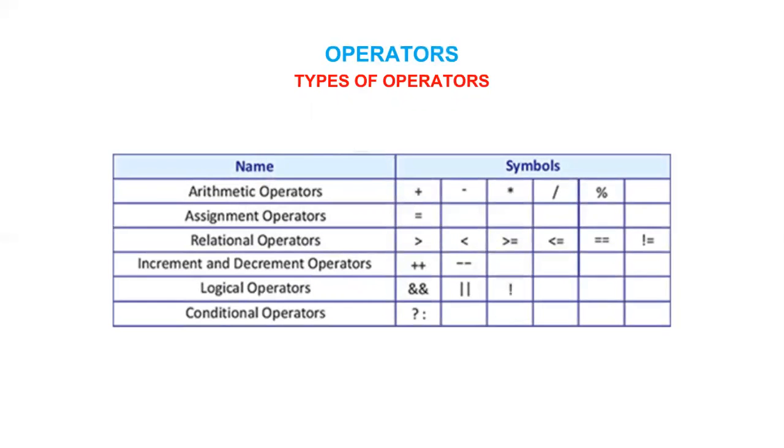Types of operators. Arithmetic operators, symbols: plus, minus, multiplication, division, percentage. Assignment operators: equal to. Relational operators: greater than, smaller than, greater than or equal to, smaller than or equal to, not equal to. Increment and decrement operators: plus plus, minus minus. Logical operators: &&, ||, and exclamation mark. Conditional operators: question mark, colon.